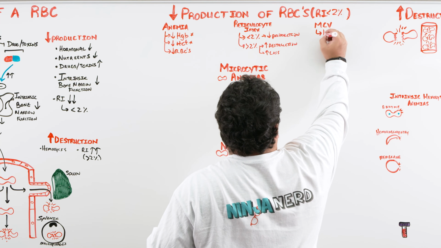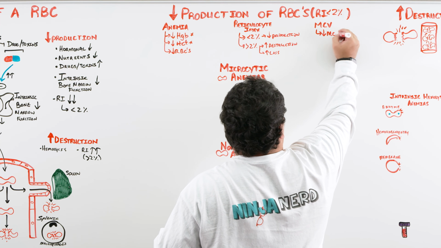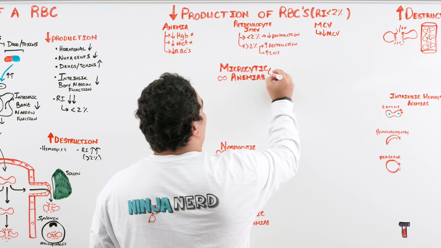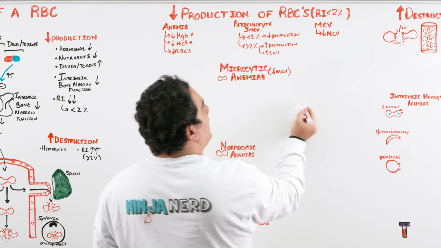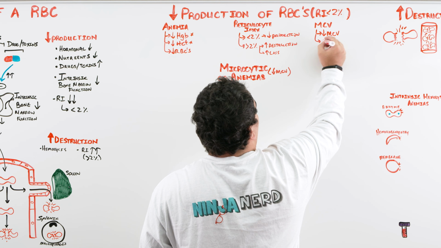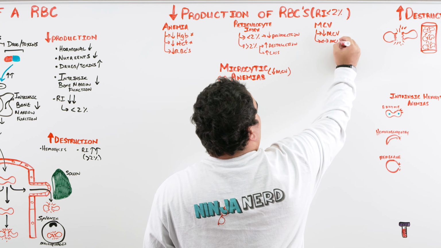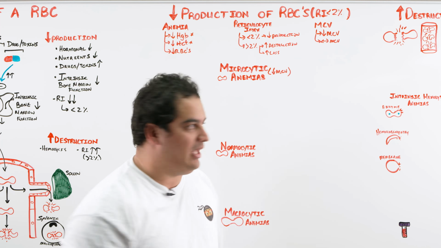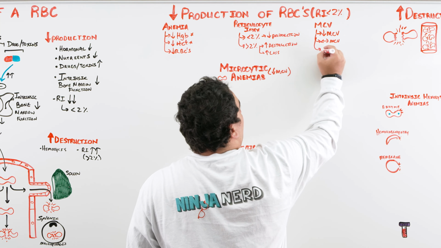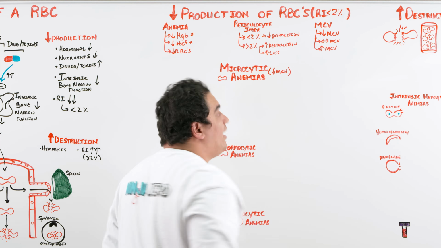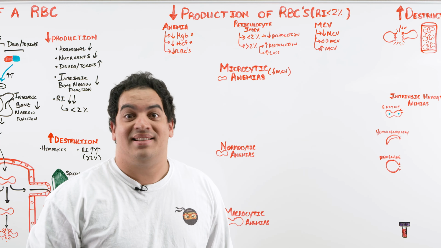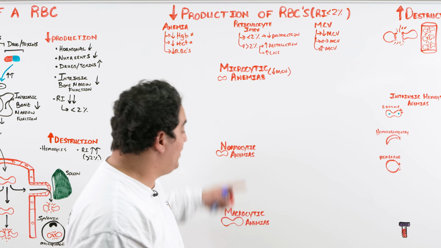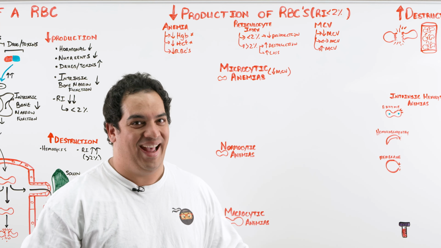So if the MCV is low, less than 80, we call that a microcytic anemia, okay? So we'll put here on the side a low MCV. If it's normal MCV, between 80 to 100, that is a normocytic anemia. And if it is a high MCV, greater than 100 femtoliters, then this is a macrocytic anemia, and that would be the last one that we talk about. So now we have the three types that we're suspicious of, okay?